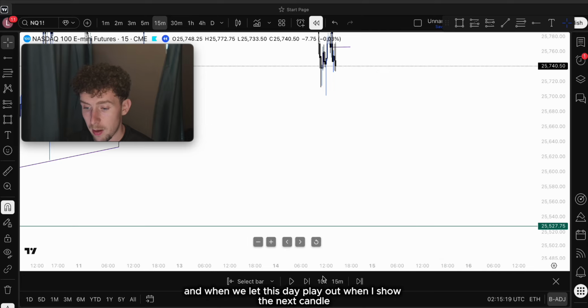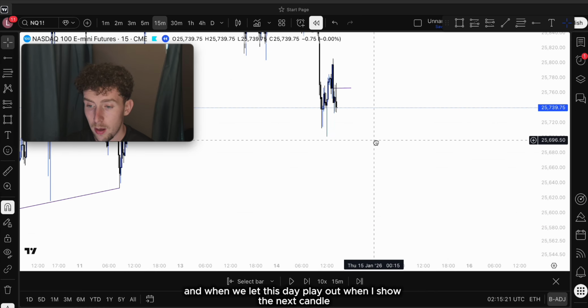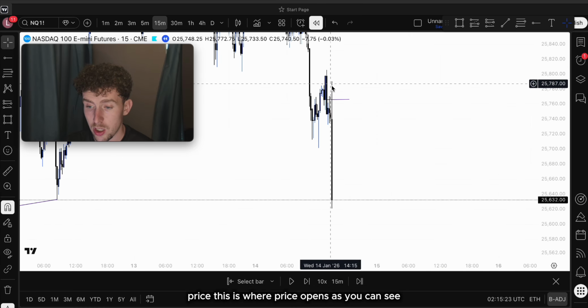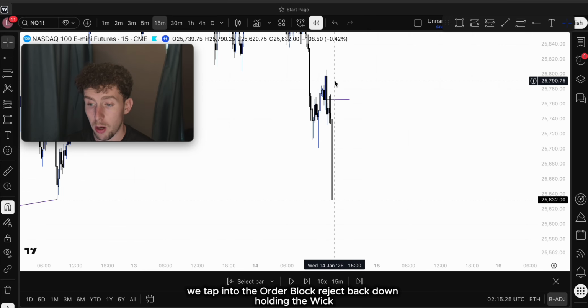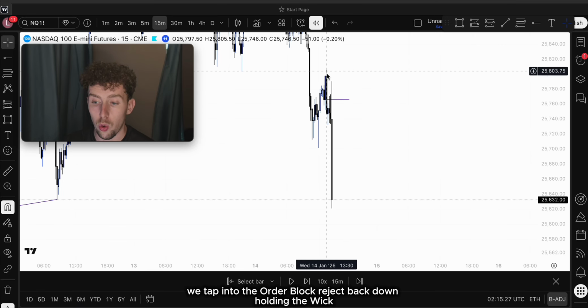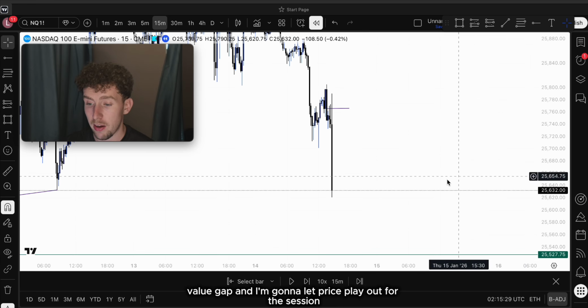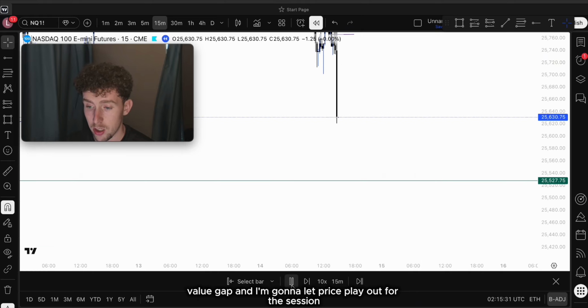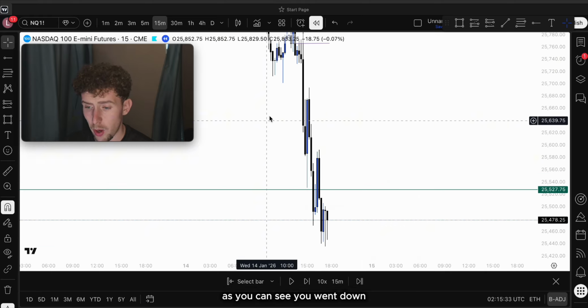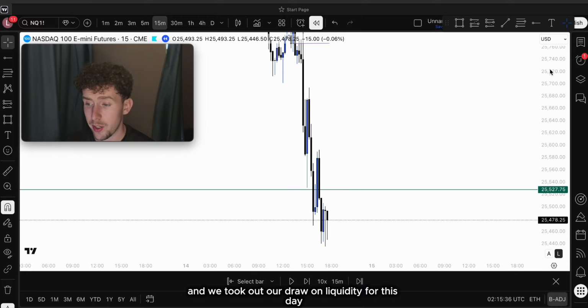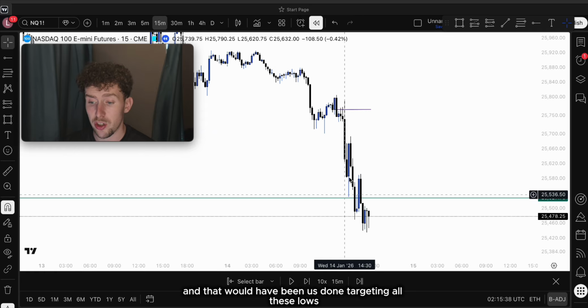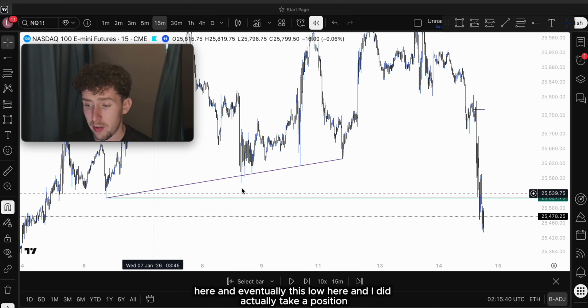And when we let this day play out, when I show the next candle, this is where price opens. As you can see, we tap into the order block, reject back down, holding the wick that tapped in the fair value gap, and I'm going to let price play out for the session. As you can see, it went down and we took out our drawn liquidity for this day, and that would have been us done targeting all these lows here and eventually this low here.